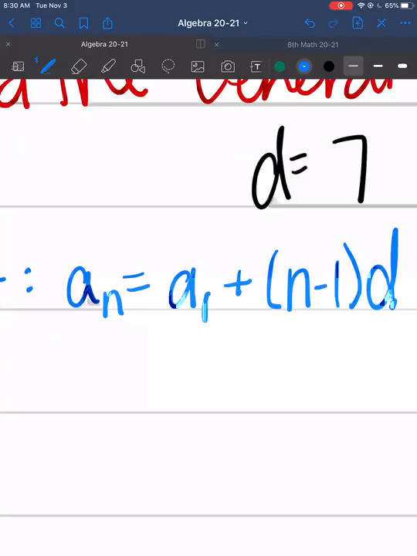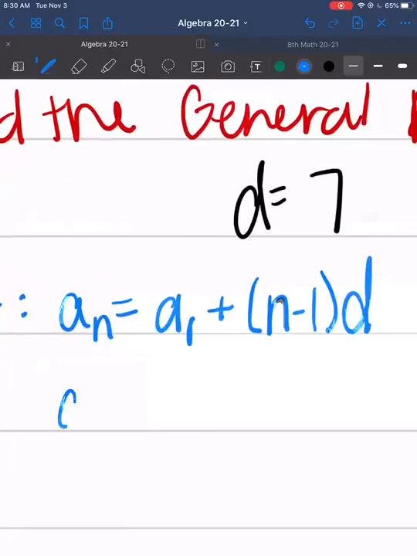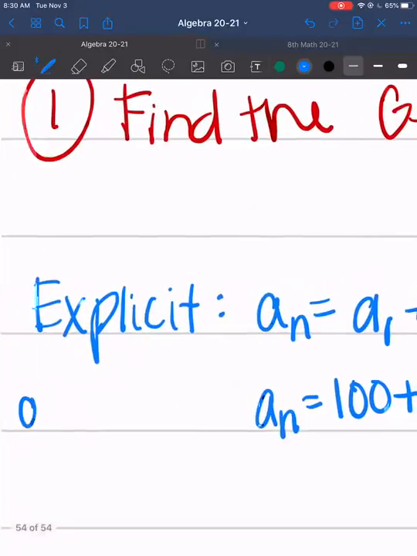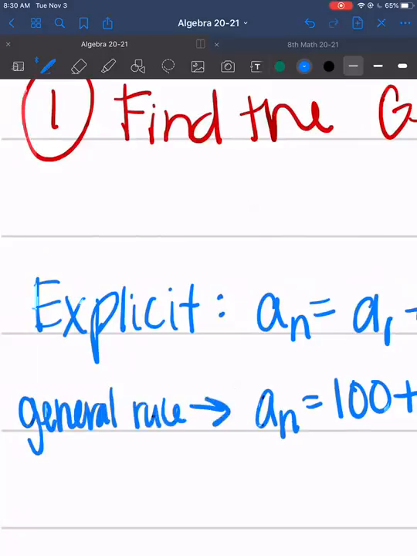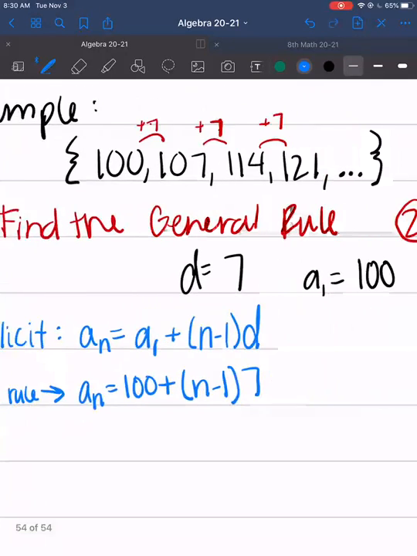So we know 2 of those values. What do we know? A1 and D. So A sub n equals, what's our A1? 100 plus n minus 1 times, what's our D? 7. This is the general rule for this sequence. You see, we just substituted in what we knew.